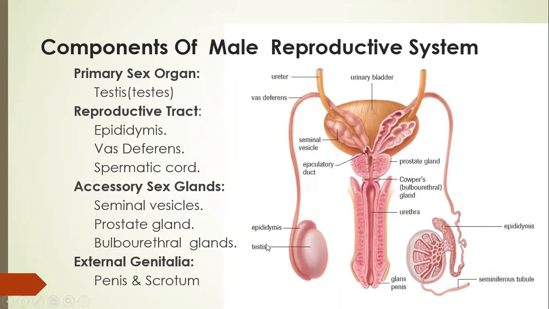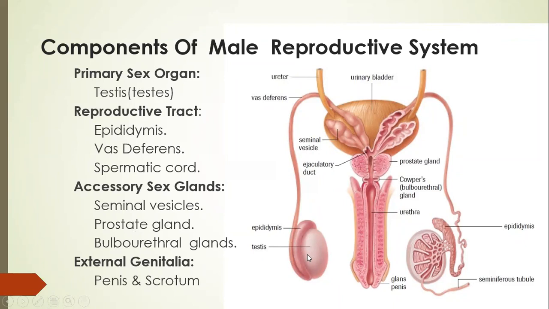Here is the organ. This is the testis here. This is the primary organ. Then we have the accessory or the secondary organs, which include the reproductive tract, the accessory sex glands, as well as the external genitalia. The reproductive tract, through which the secretion from the testes, that is the sperms, are carried, will be through the epididymis. This is the epididymis here.